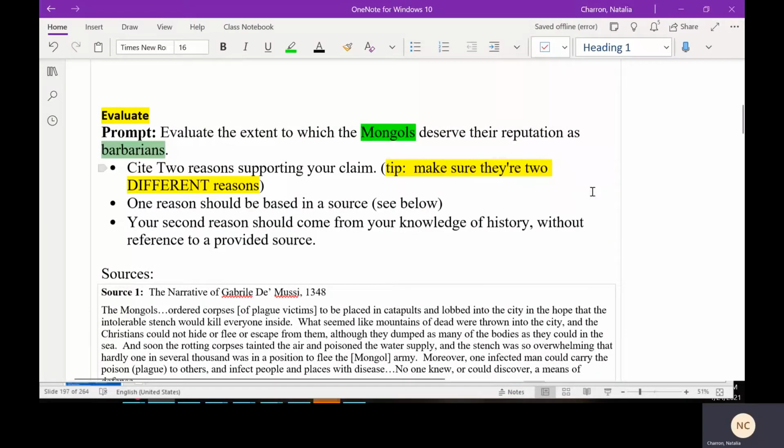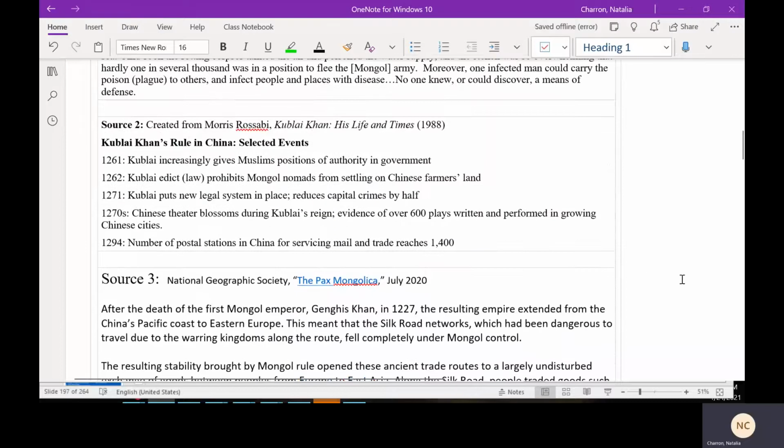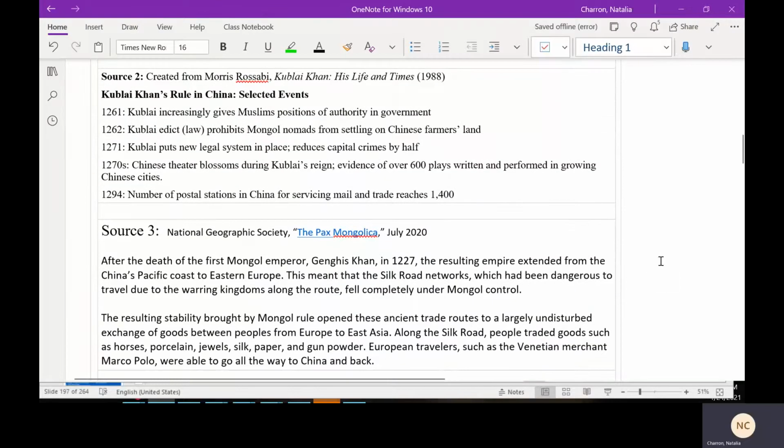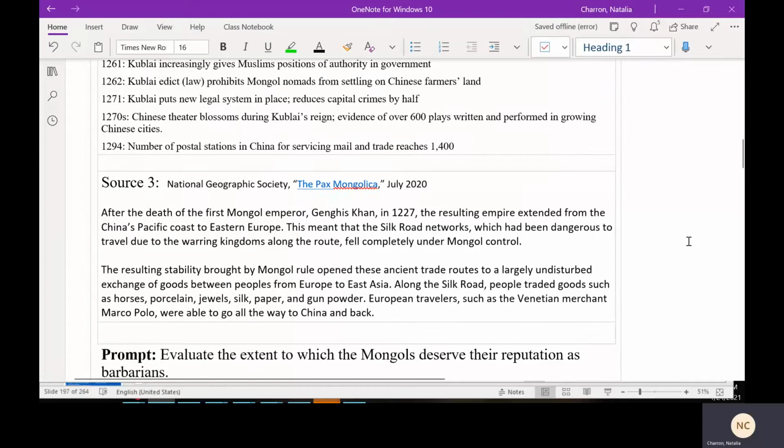your argument. For your second paragraph, your second reason needs to be based just on your knowledge of history, so on stuff that you've learned from class. Of course, you can use the sources to jog your memory if you're having a hard time coming up with a second reason, but you can't quote or paraphrase them. It has to be like you telling the reader the history, kind of as though you're the teacher and whoever's reading it is the student.